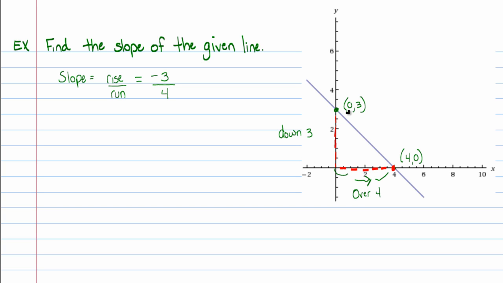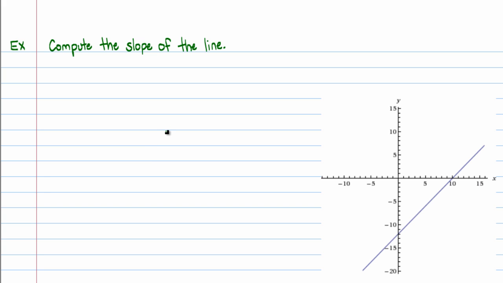What's interesting about this is that you could actually have taken any other 2 points on this line and computed the slope, and it would actually be the same slope. We'll investigate that in a little bit, but let's just go ahead and try a few more problems where we can find the slope of lines. Let's take, for example, this one. Let's compute the slope of this line.